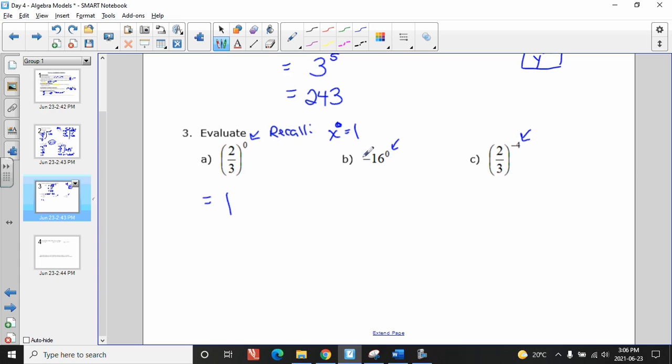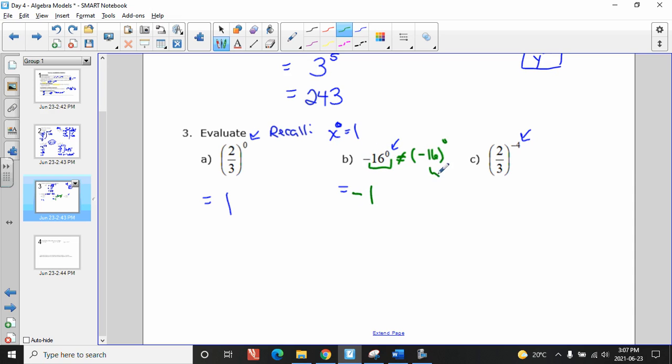The next one feels a little bit too easy after that. And I want to just point out that the exponent 0 is attached to the 16. There's no brackets here, so this is different than negative 16 to the 0. They're not the same. Having brackets around your negative changes this question, and this one does not have brackets. So this one has a negative sitting out front, and then 16 to the 0, which is 1. So this has an answer of negative 1.